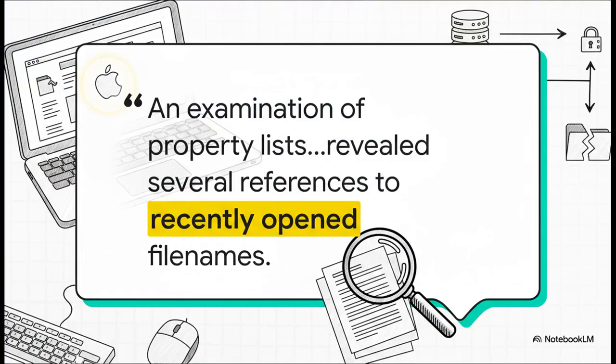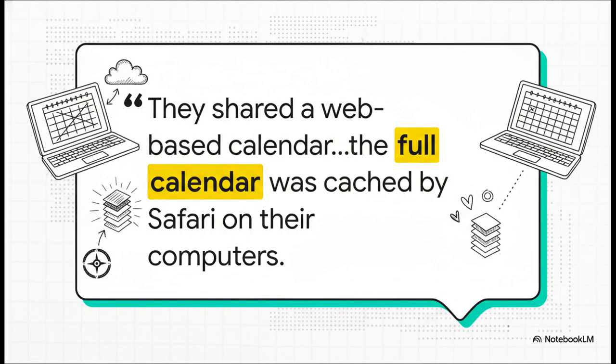Say you have a case of intellectual property theft. A suspect swears he never touched the sensitive files on the company's server, but his Mac tells a different story. Investigators check his plist files, and what do they find? A list of his recently opened documents, complete with the full server path to the very files he denied accessing. Case closed. Or how about this one?